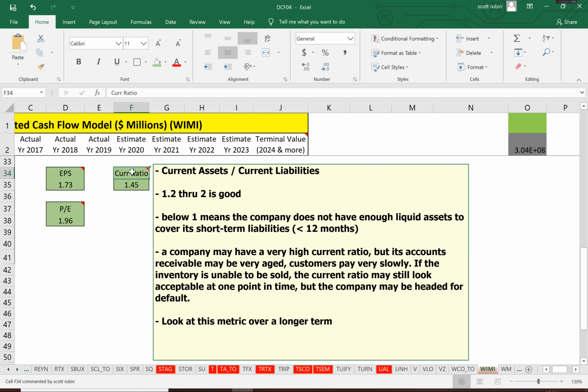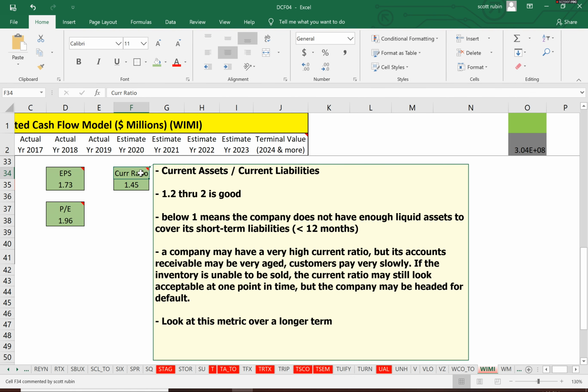And you generally want between 1.2 and 2. If they have below 1, that just means they don't have enough liquid assets to cover short-term liabilities. And current assets and current liabilities are within 12 months. So, for instance, current assets can be liquidated into cash within 12 months. Current liabilities is debt that needs to be paid within 12 months. It's either debt or accounts payable.